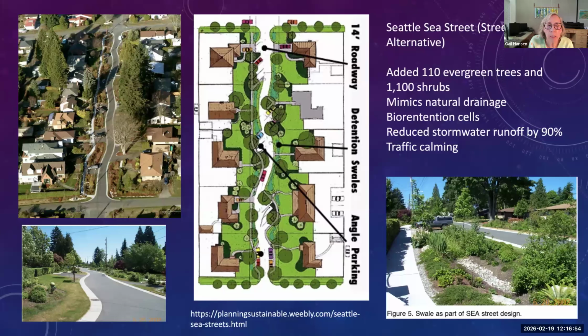This is actually not a super new design. I think it was first done in 2022. And it's the Seattle C Street. Some of you may be familiar with this if you are keeping up with trends with street trees and other urban design.